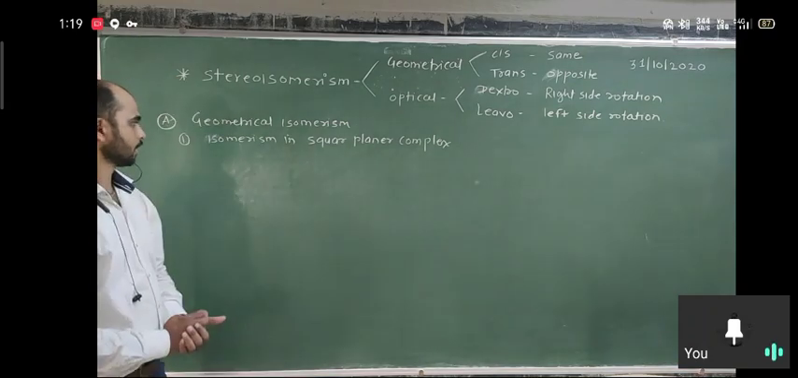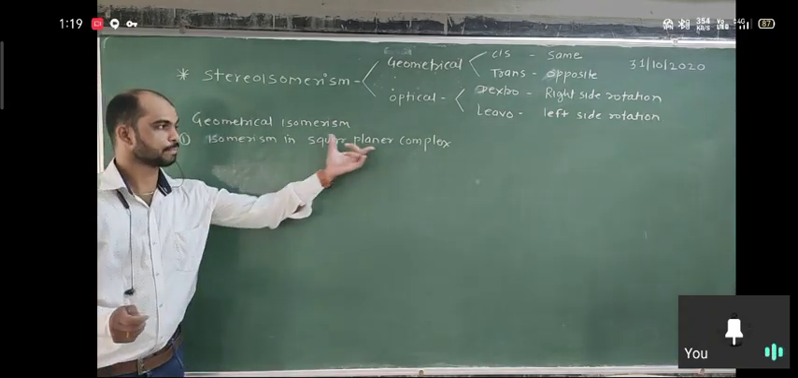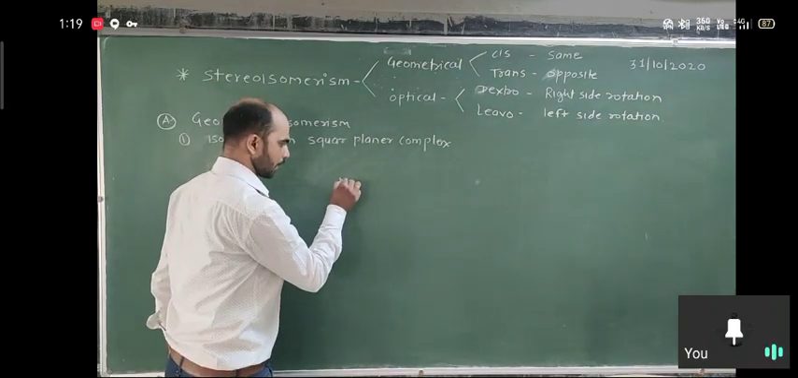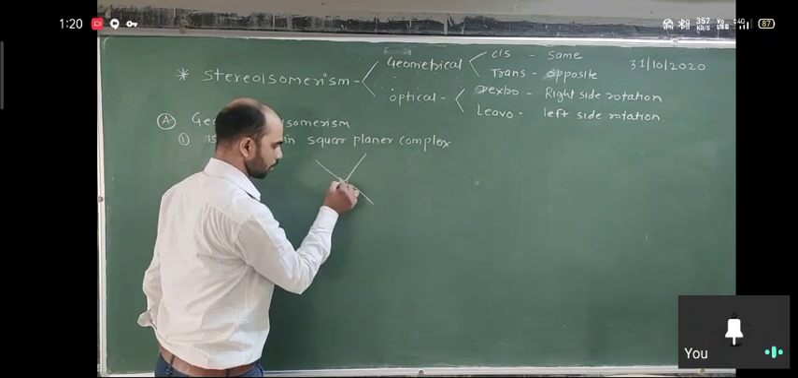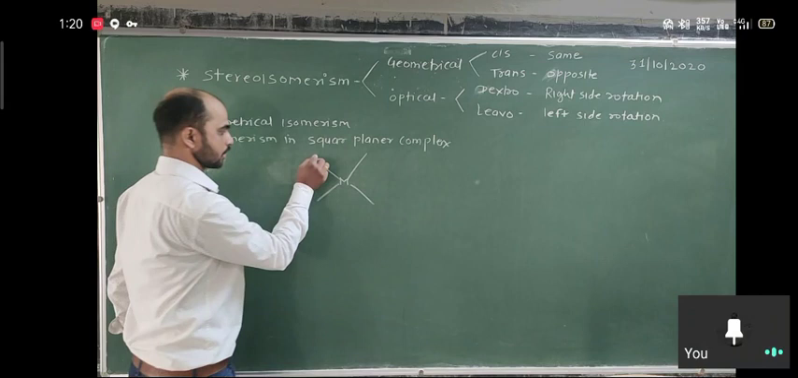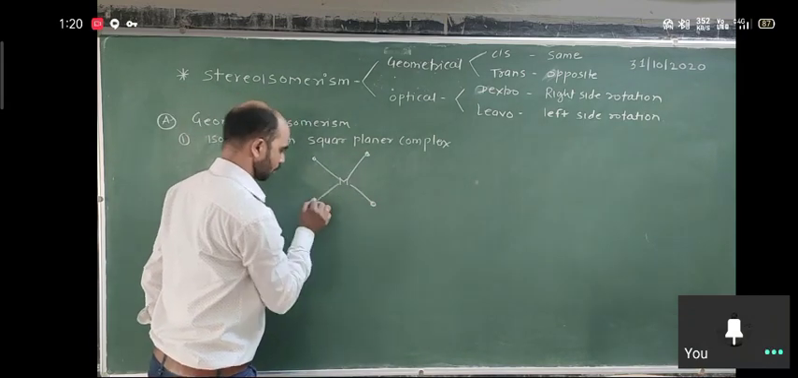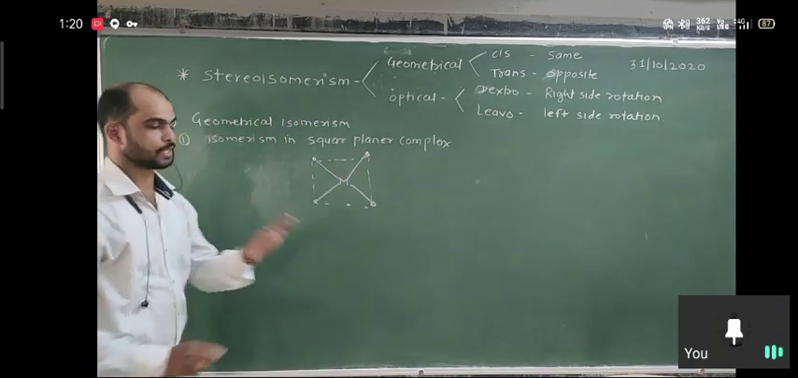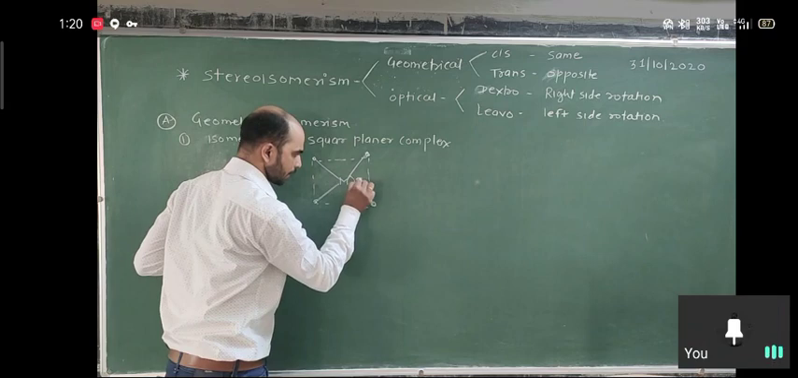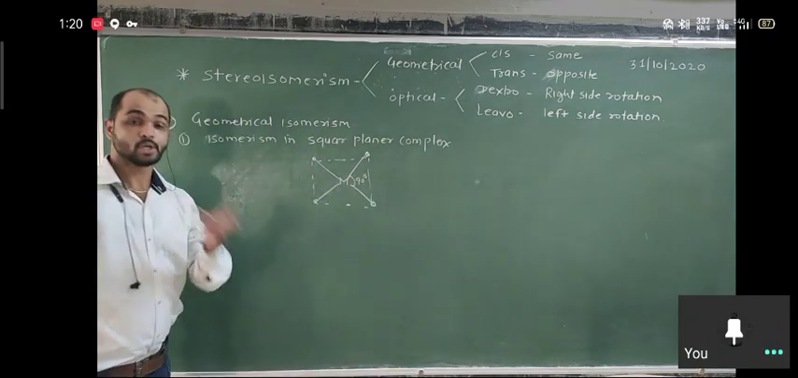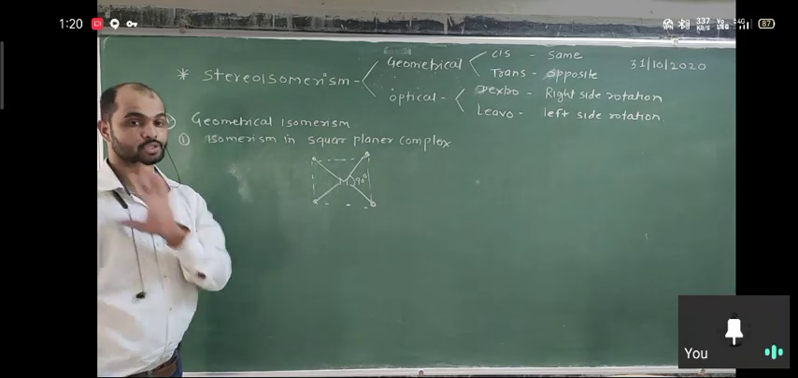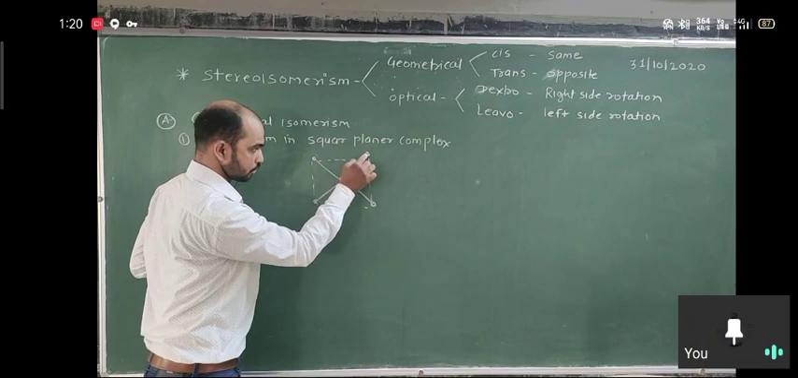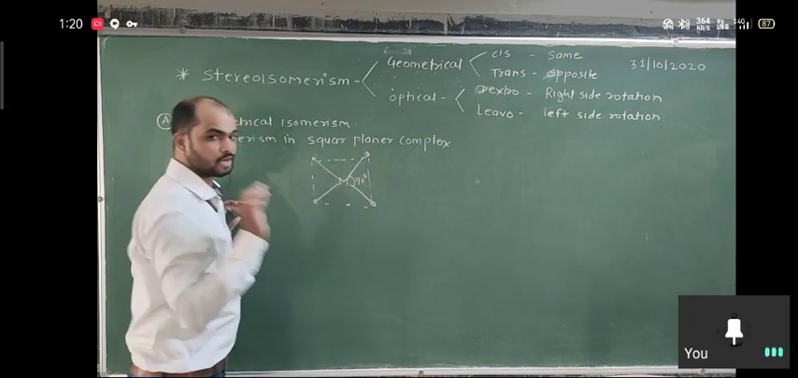So first point is isomerism in square planar complexes. Square planar complexes means the metal is at the center and the complex has 4 corners. So these are the 4 corners. This is a simple representation of a square planar complex. The bond angle is 90 degrees, which means two ligands are adjacent to each other. So two same ligands present between these two, or at these two positions, or these two positions, all are cis.